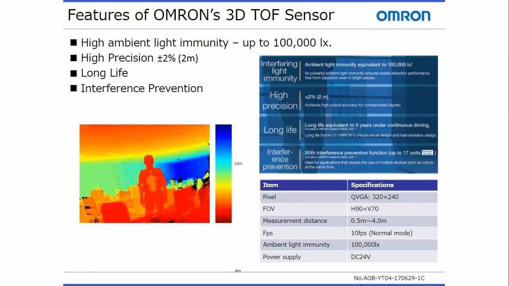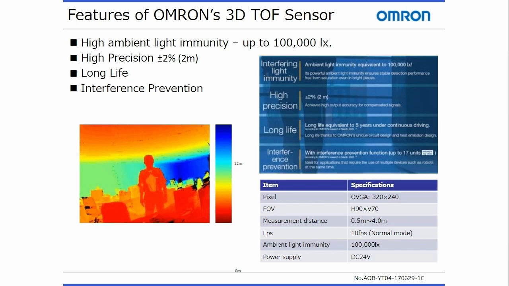I will go into a little more detail on each of these features in the coming slides, but for some additional specification details, the B5L is QVGA with 320 by 240 pixels. It is rated to measure distances from 0.5 meter to 4 meters and features a 90-degree horizontal by 70-degree vertical field of view.